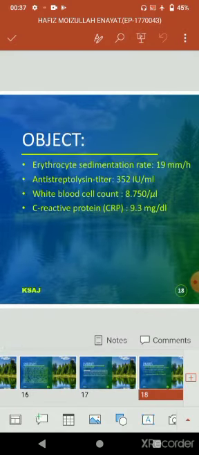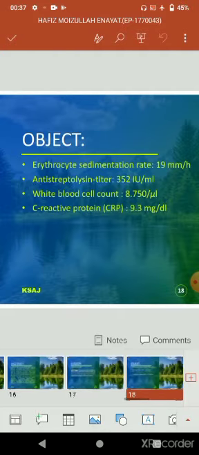Objective: erythrocyte sedimentation rate 19 millimeters per hour. Anti-streptolysin titer 352 IU per ml. White blood cell count 8,750 per microliter. C-reactive protein 9.3 milligrams per dl.